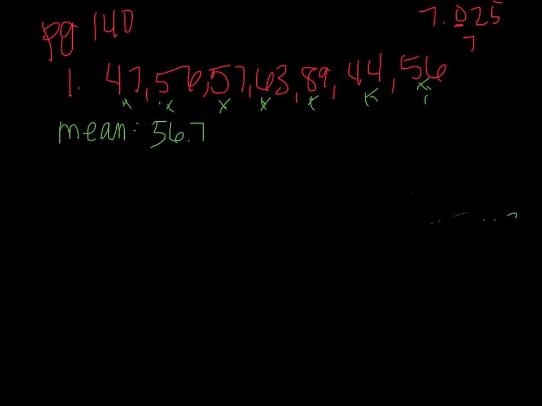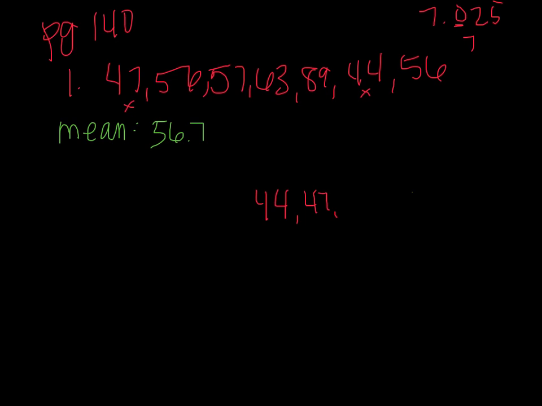Remember, to do that, we have to order our numbers from least to greatest. So first off, that's what I'm going to have to do. I'm going to start, let's see, which one's the smallest? Looks like 44. There we go. Give it a little X. 44, then looks like 47.